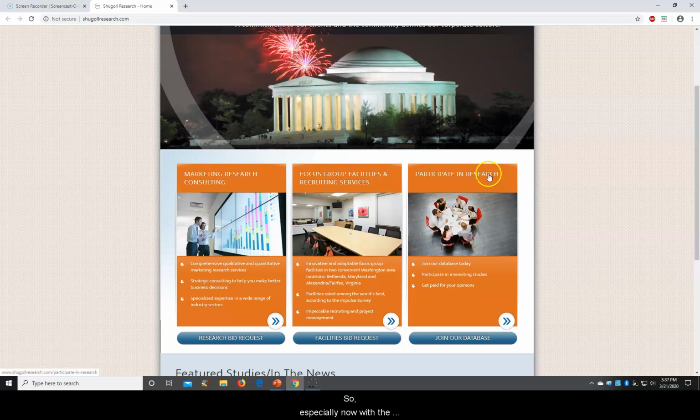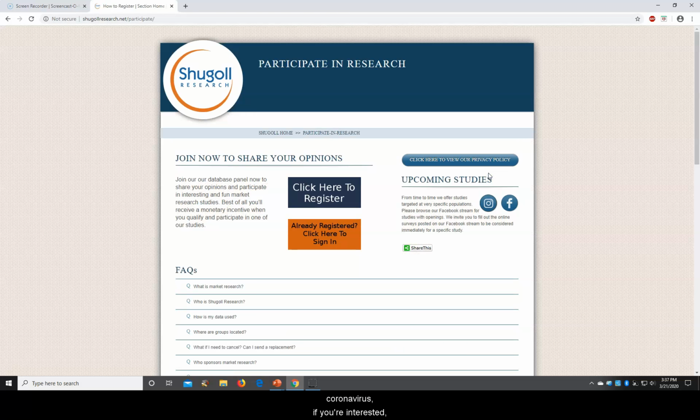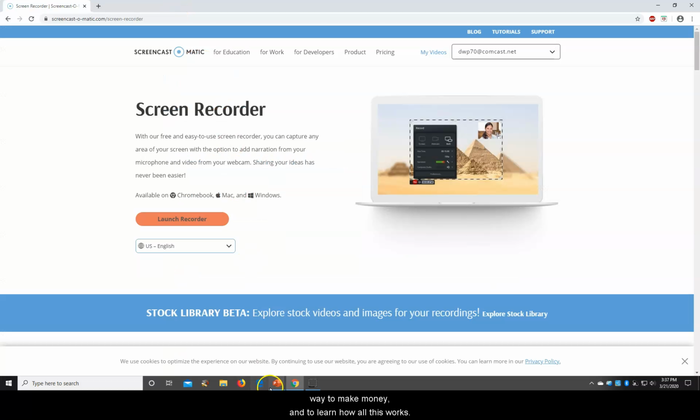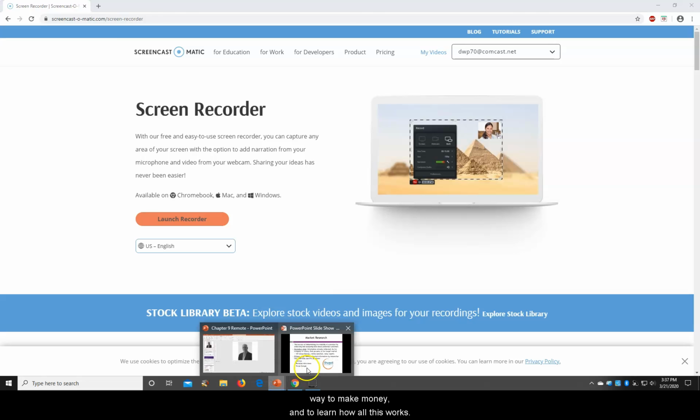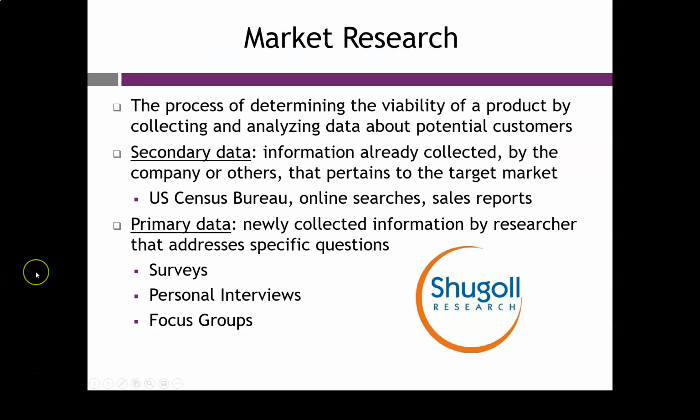So especially now with the coronavirus, if you're interested, just go to this website, click here to register. They'll ask you a million questions because when companies call them, they want a very specific target market. But then once you're in their database, they could call you and have you go in for a study. So it's kind of a neat way to make money and to learn how all this works. So a little bit about market research.